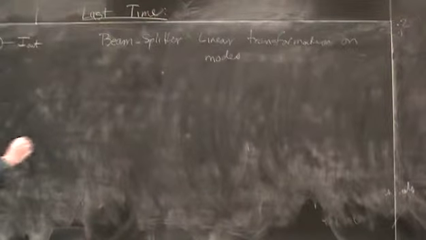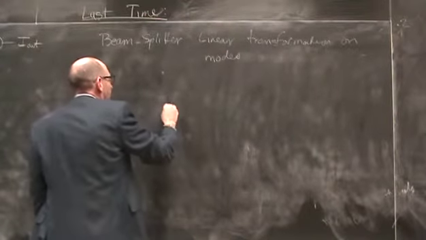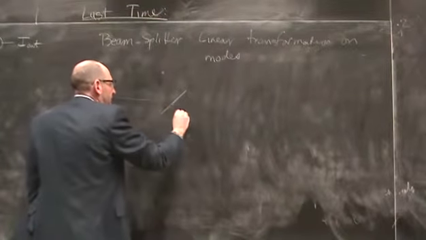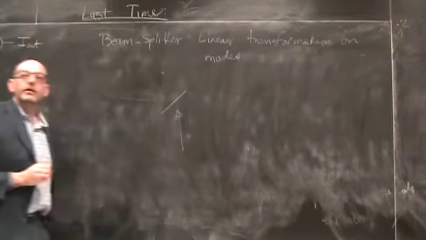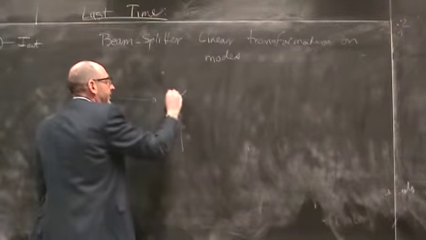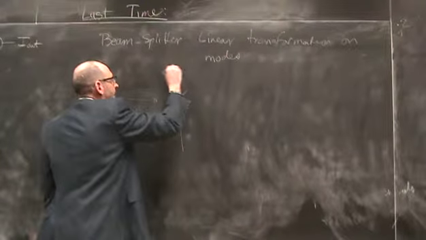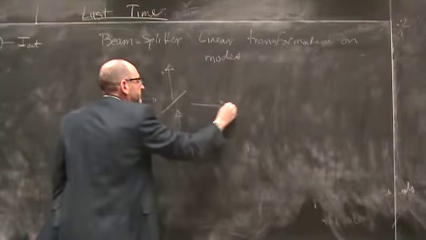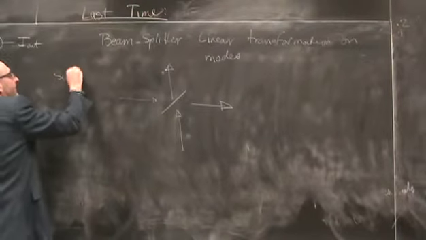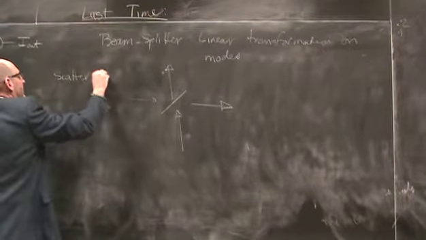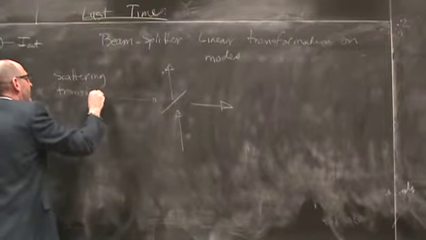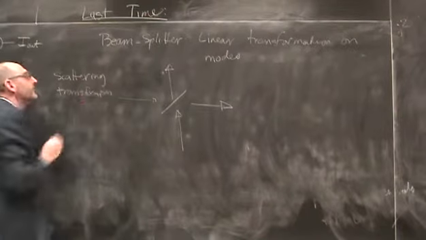So the idea is the following. Classically, what happens is I have this beam splitter. If I send in plane waves onto this beam splitter, then I'm going to get some reflection and some transmission. Okay? And we can think about this as a scattering transformation. That's what it is both in terms of the classical waves and quantum waves as well.